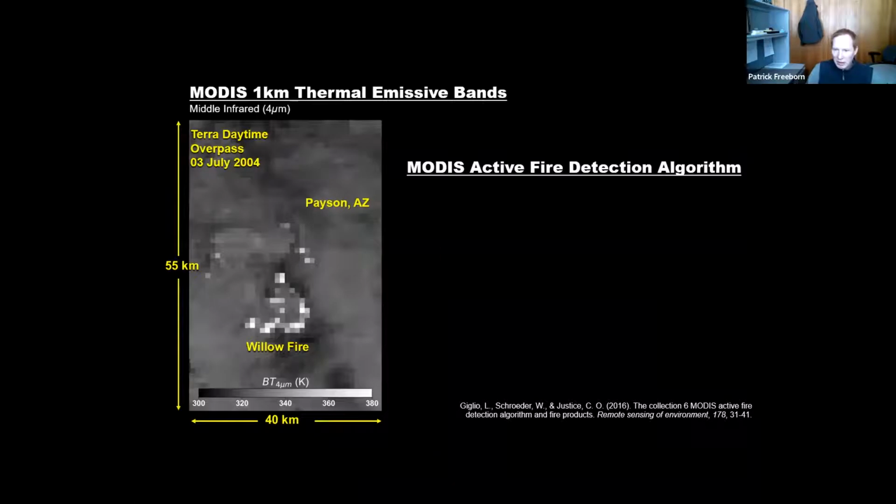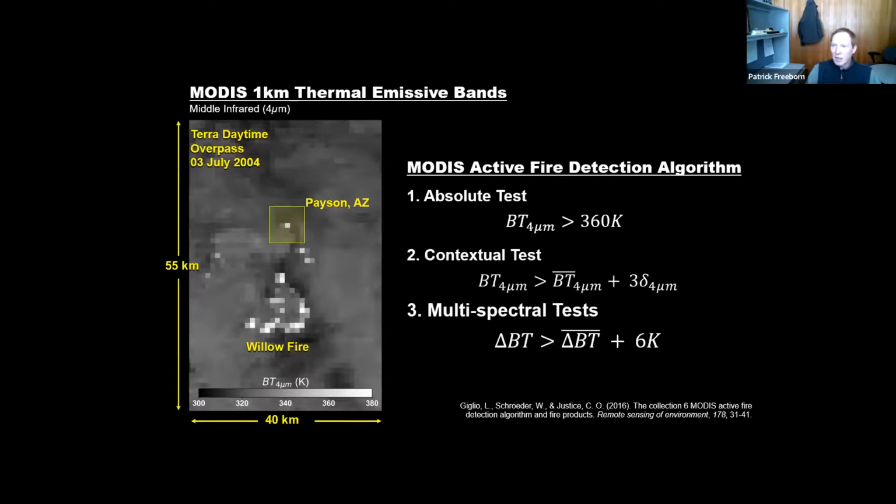Okay, BT is the abbreviation for brightness temperature. And as you see on this color bar, brightness temperatures range from 300 Kelvin up to 380 Kelvin. Now there is a whole bunch of tests that the MODIS active fire detection algorithm employs. There's absolute tests, contextual tests, multispectral tests. And within those classes, there's a whole bunch of detailed subtests.